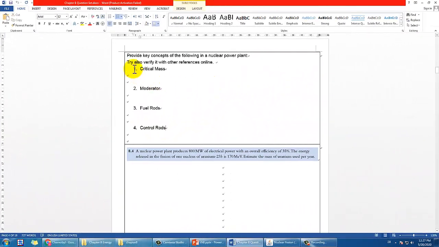Okay, so we have done the first three, including critical mass, moderator, and fuel rods. Fuel rods again is just the fuel, the uranium, the place where you provide the fuel for reaction to take place. And leaving us with the last thing, that is called the control rods.